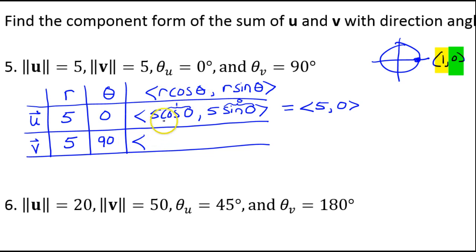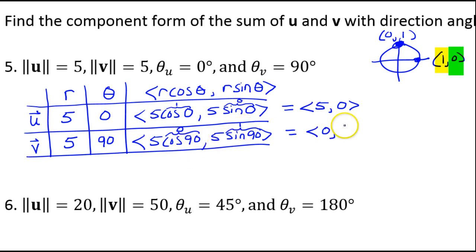We can find the horizontal component by doing r cosine theta. So that's going to be 5 cosine 90. We can find the vertical component by doing 5 sine 90. Now let's see what that is. 90 is up here. The coordinates of this point on the unit circle will be 0, 1. Cosine, sine. So the cosine of 90 is 0, and the sine of 90 is 1. So I've got 5 times 0, that's 0, and 5 times 1, which is 5.